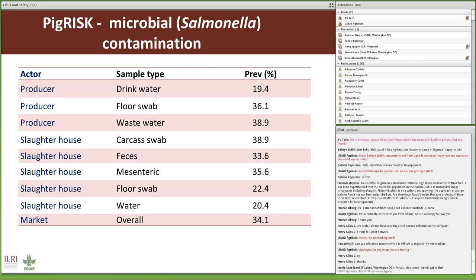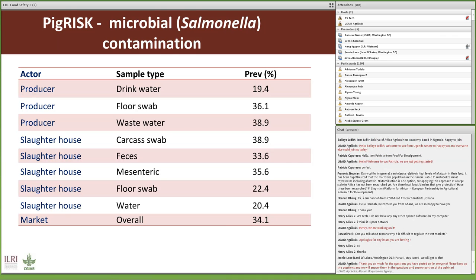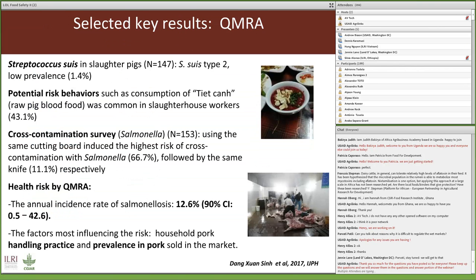And more importantly, if you look at the market level, it means that we sample pork in the market, the salmonella contamination rate is about 34%. Whereas you can see also at the slaughterhouse level and producer level, you can even find 20% of salmonella in water. So the environment is not so clean, and the contamination is really very popular in the Vietnamese context, and it's comparable also to some of the developing countries if you look at salmonella prevalence.